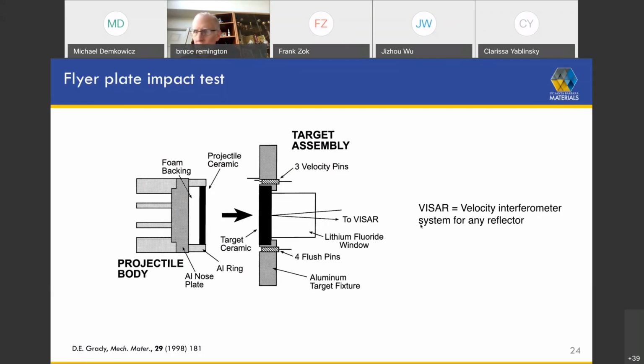These are really difficult tests to perform well. You have to have just absolutely perfect alignment. You have to be able to time the VISAR so it's activated exactly when the contact is made. It's far more critical than in the Kolsky bar test.